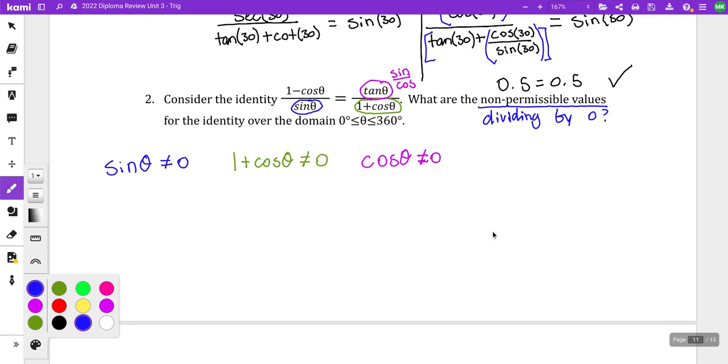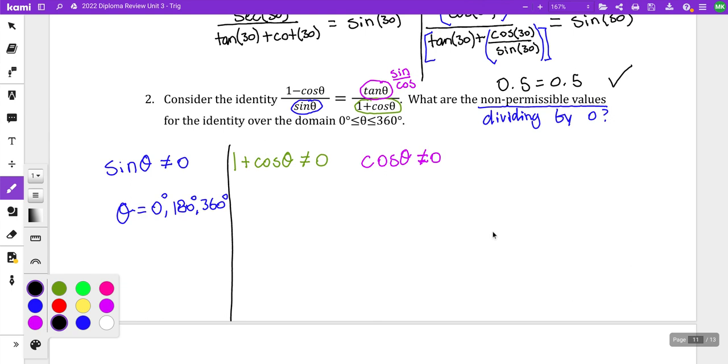The first one, that means y values can't be 0. That happens at 0 degrees, at 180 degrees, and at 360 degrees. Right? Y value of 0. Right at the start of the unit circle, you go to 180, you're at 0 again. You go to 360, your y value is 0 again. Those are all the spots where the y value is 0.